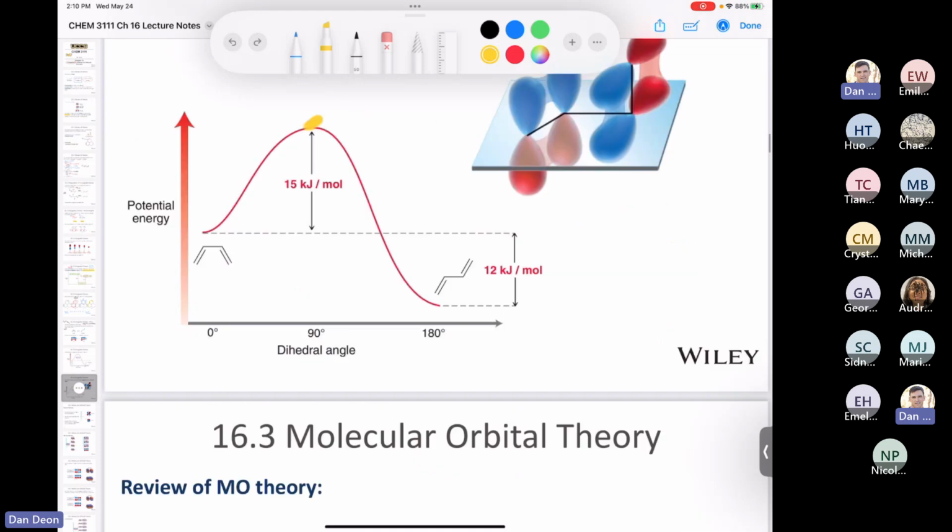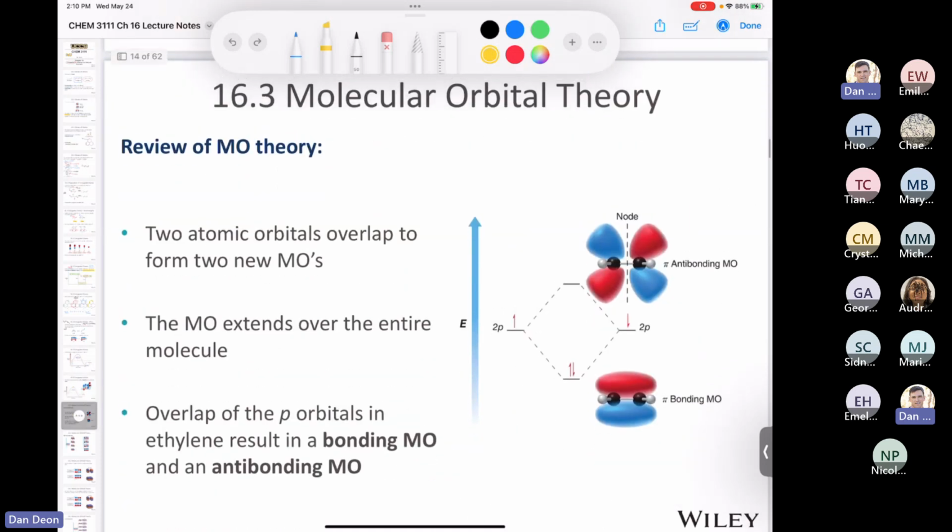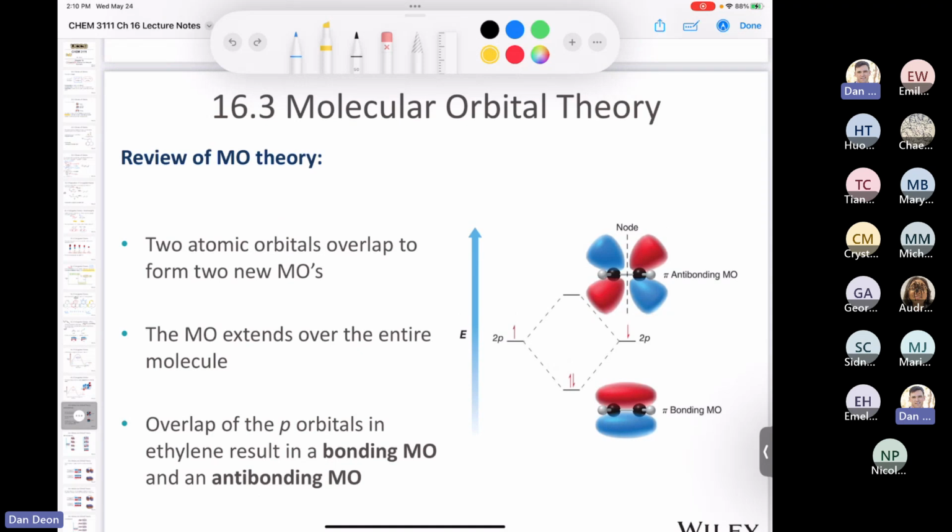Now I'm going to move on to section 16.3. The thing about molecular orbital theory is I'm only going to ask you some basic questions about this on your quiz and the homework. So I'm going to go over the things that you need to know about this section, which is not really the entire thing.